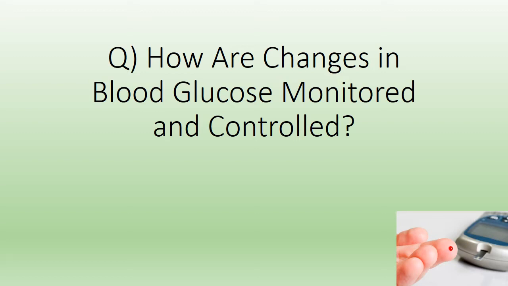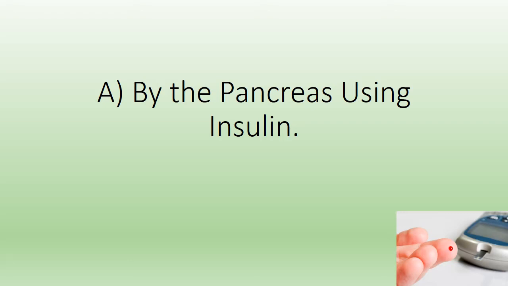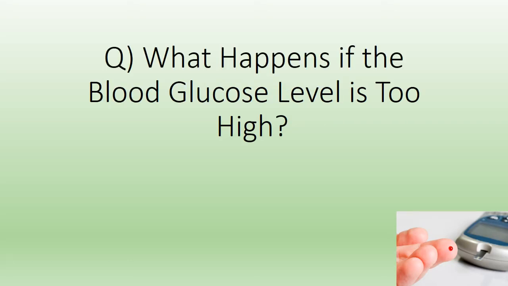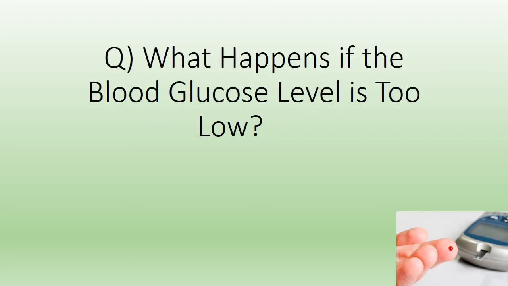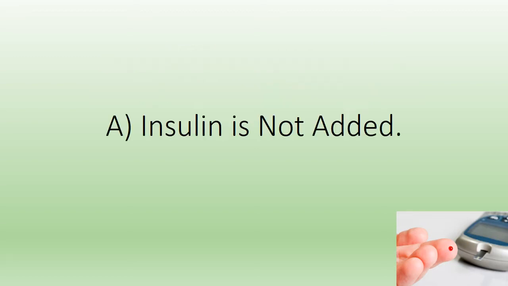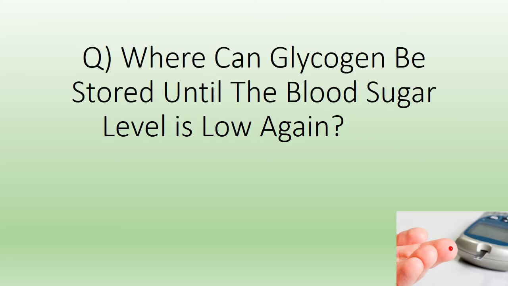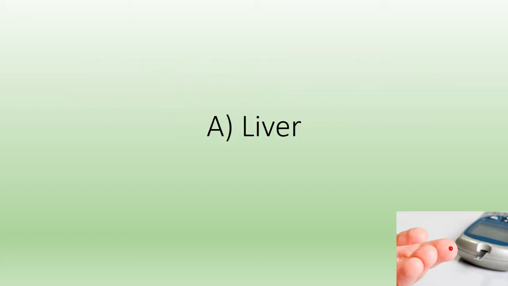How are changes in blood glucose monitored and controlled? What happens if the blood glucose level is too high? Insulin is added. What happens if the blood glucose level is too low? Insulin is not added. Where can glycogen be stored until the blood sugar level is low again? Liver.